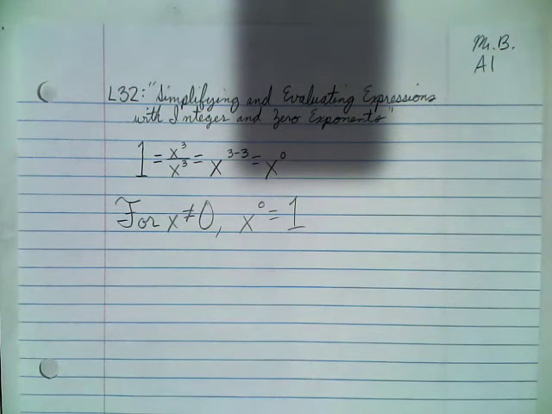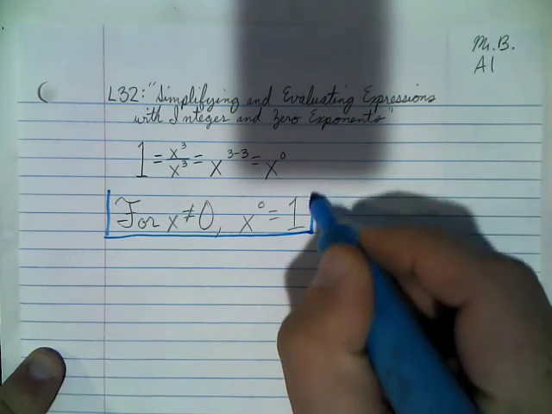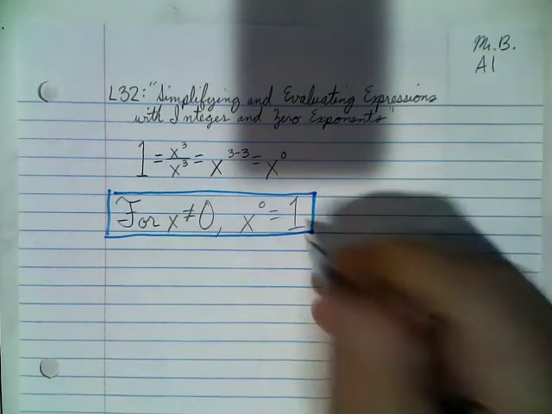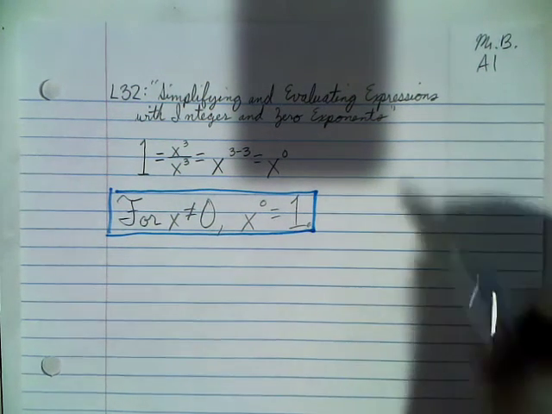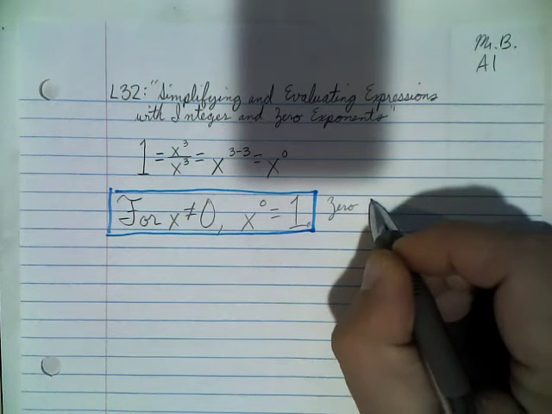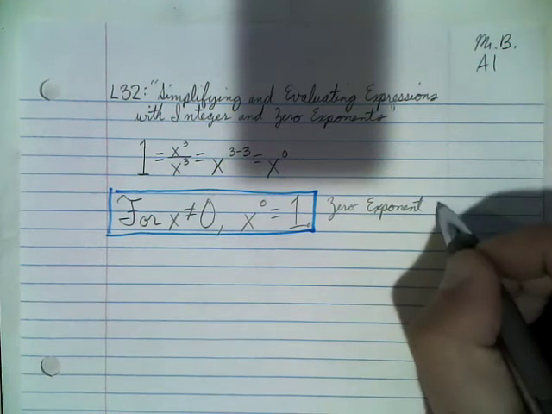Go ahead and grab one of your highlighters. I don't care what color you choose. I happen to grab blue this time. This is our first property of today. Oh, I forgot the period on my sentence there. And this is called the zero exponent rule.